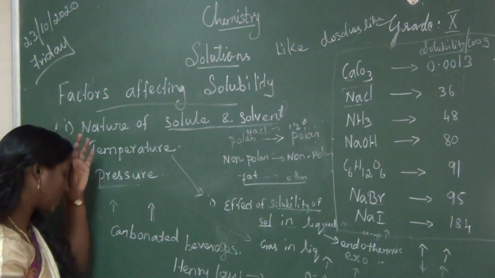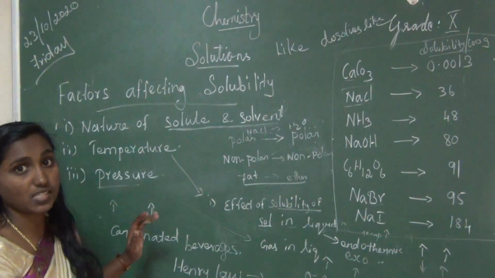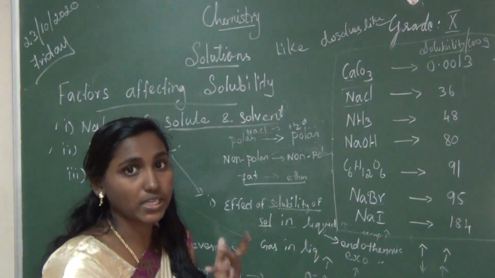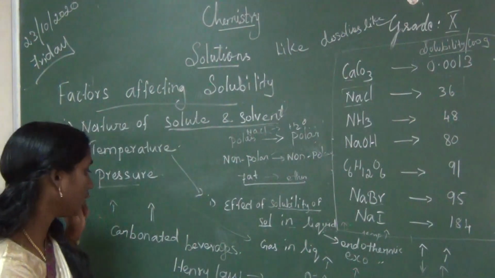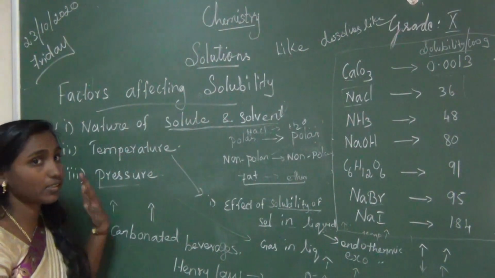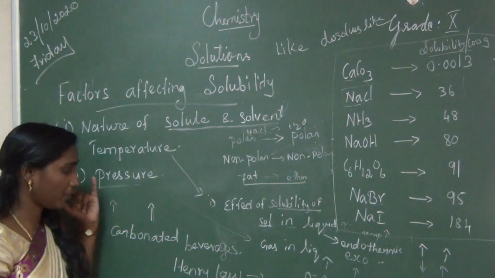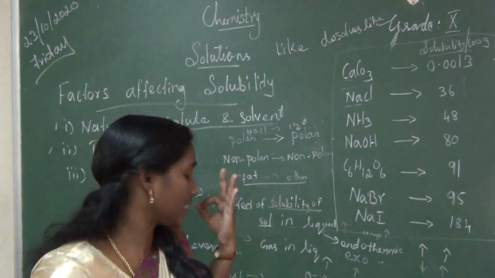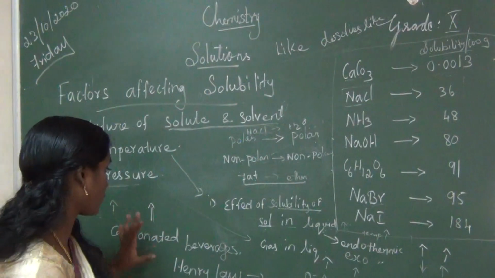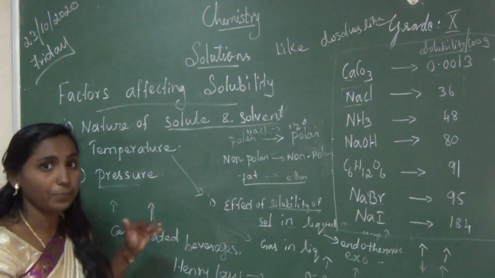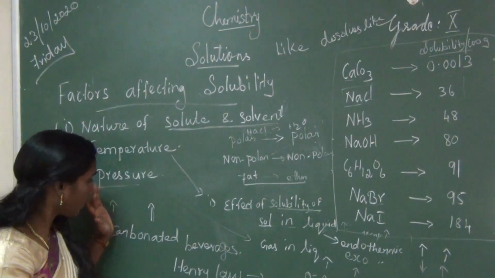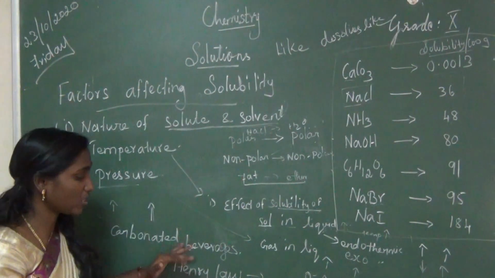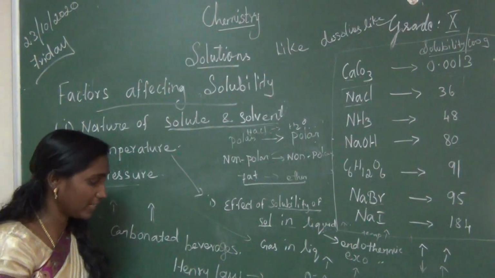An example for effect of pressure is carbonated beverages. Carbonated beverages contain carbon compounds, such as soft drinks. Then there are house cleaning things, like ammonia and formalin, an aqueous solution of formaldehyde, which are used to clean homes. This effect of pressure is based on Henry's law. It was given by Henry's law.